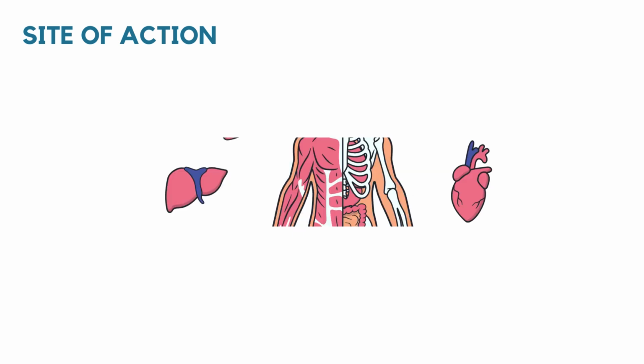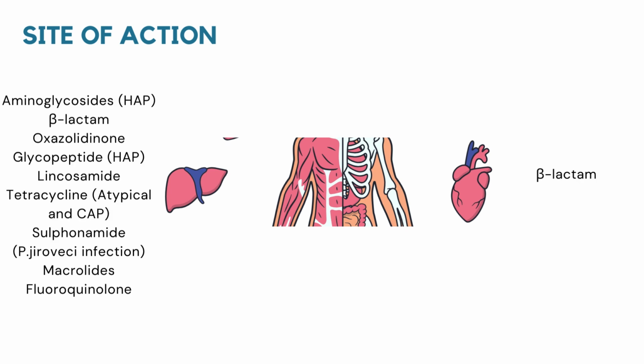Let's look at the antibiotics for the upper body. There are several antibiotics which can be used for respiratory tract infections. Some have special effects. Aminoglycoside and glycopeptides are for hospital-acquired pneumonia, while tetracycline is for community-acquired pneumonia. Sulfonamide is also used for Pneumocystis jirovecii infection. Beta-lactam is effective against endocarditis as well.